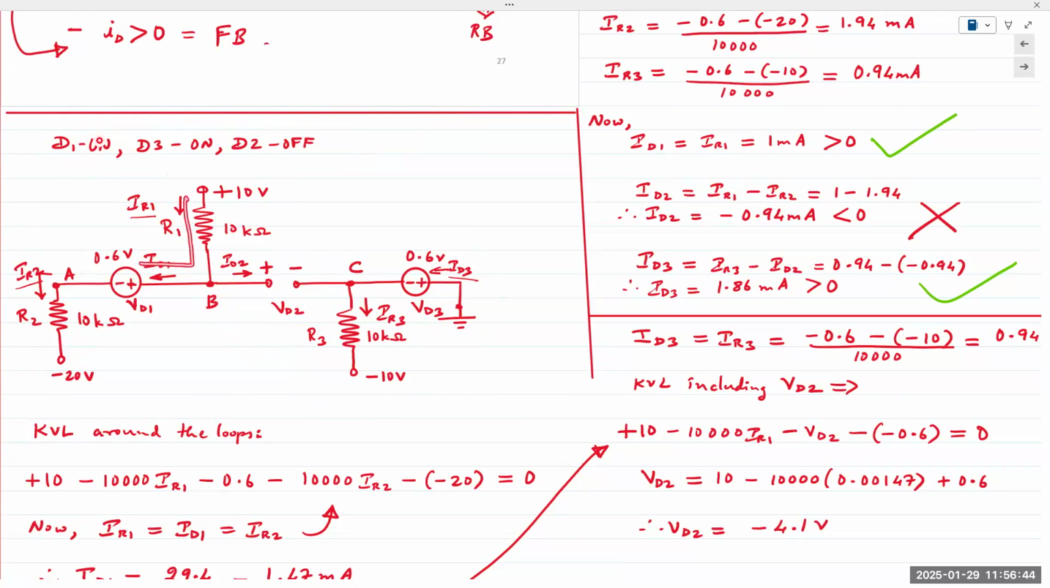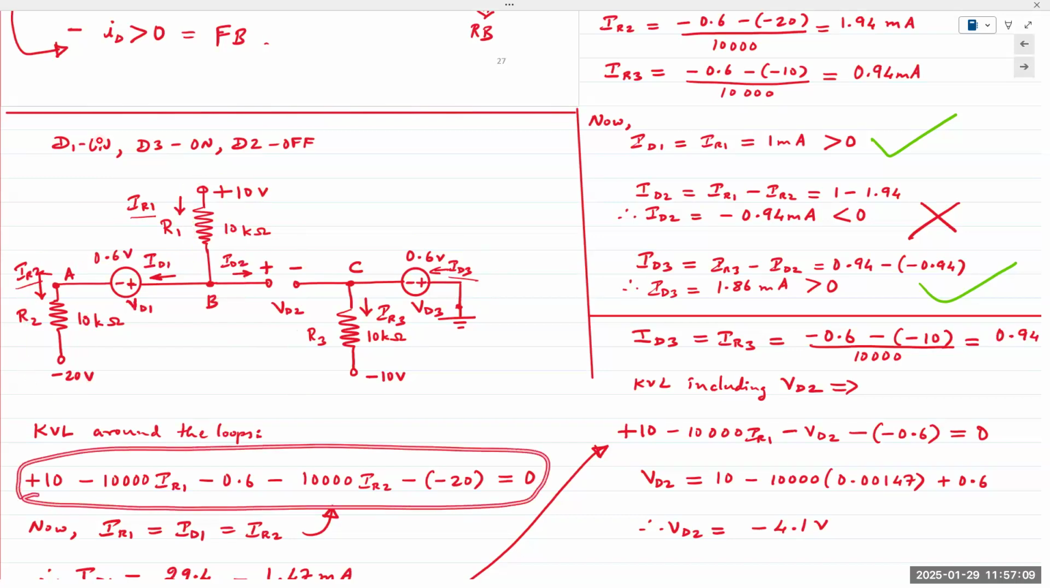IR1 goes through the diode. It also goes through R2. Same current because it's series. Same thing on the other side. ID3 is the same as IR3 because it's series, one complete loop. And so this makes it rather straightforward. So I apply KVL around this loop like this, and I obtain this equation right here.